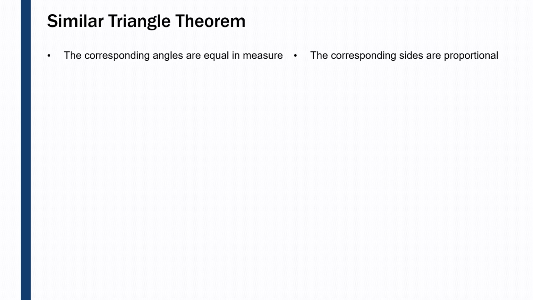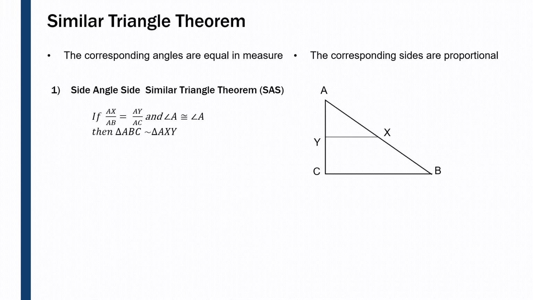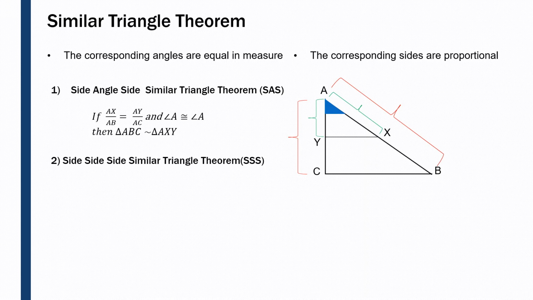There are three different criteria in this theorem. First, the side angle side similar triangle theorem, known as SAS. If AX over AB equals AY over AC, proportional, and angle A is equal to angle A, then triangle ABC and triangle AXY, small triangle and a big triangle, must be similar.